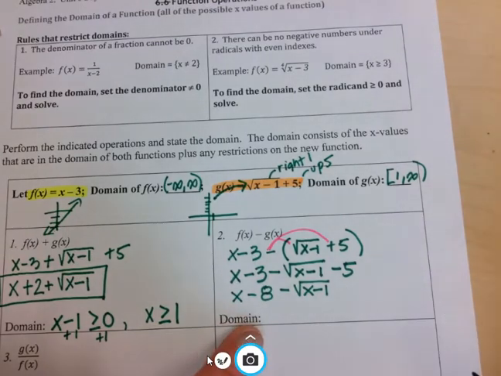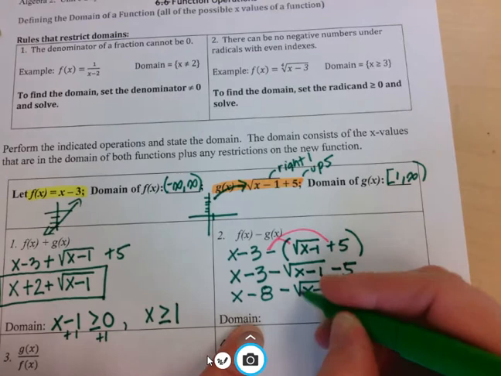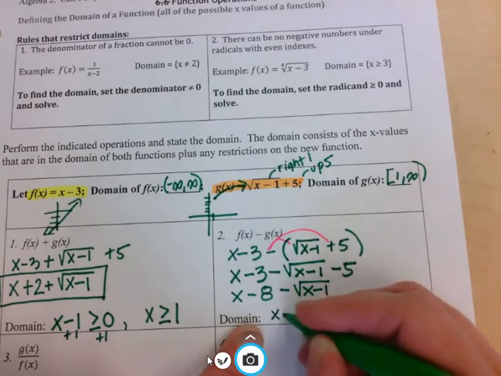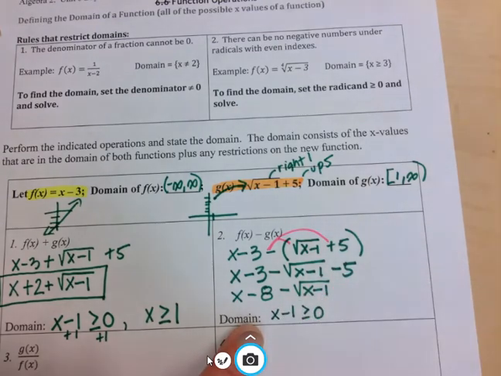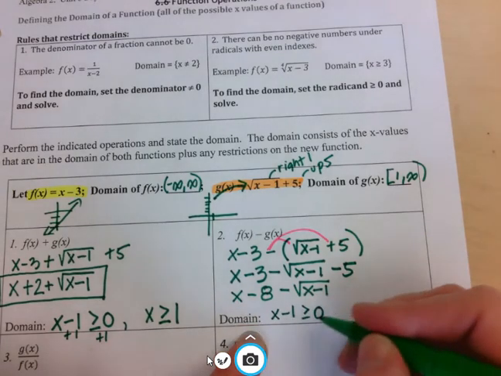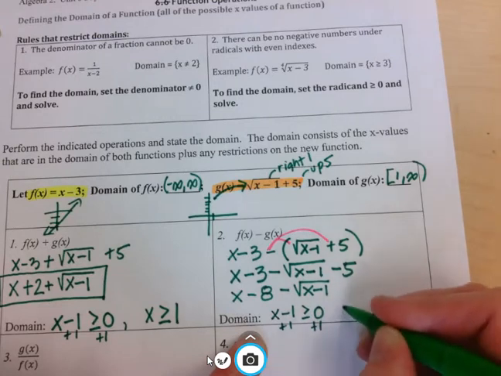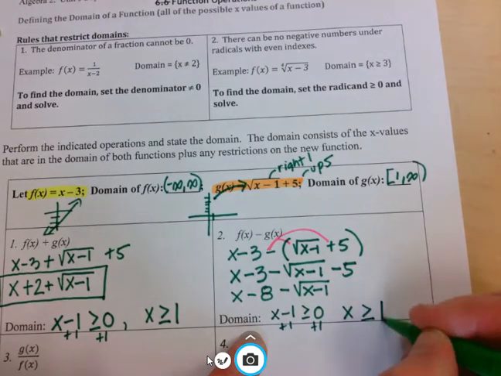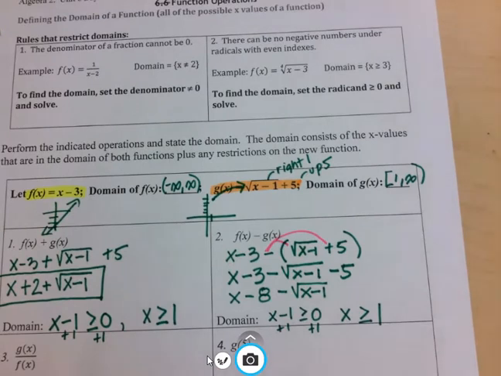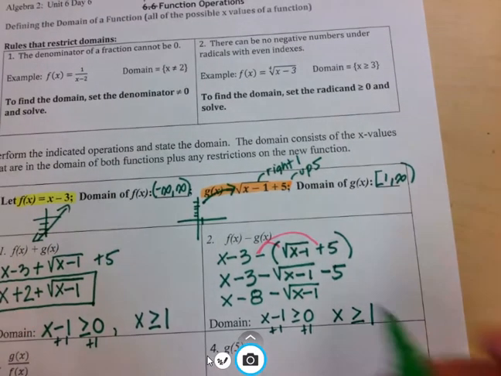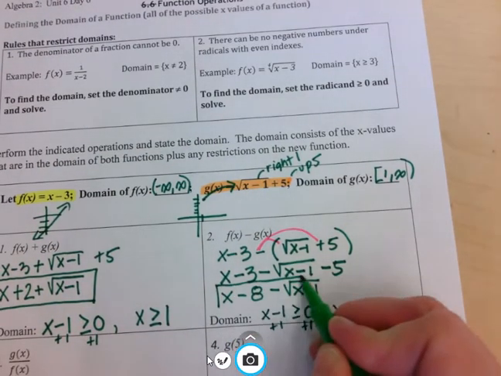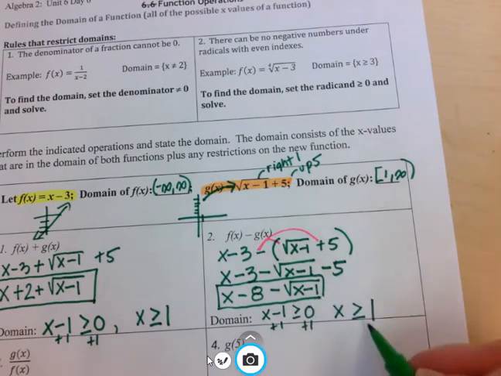For this domain, will we get the same domain or a different one? Okay, we're going to do the process again. Let's see what we get. So we're going to take the part underneath the square root, x minus 1, set it greater than or equal to 0, and then what do we add to both sides? 1, good. Plus 1, plus 1. So did we get the same domain as the first one? We did, yeah, because all that really matters in domain is the part under the square root. So remember, this is the answer. This is the domain.